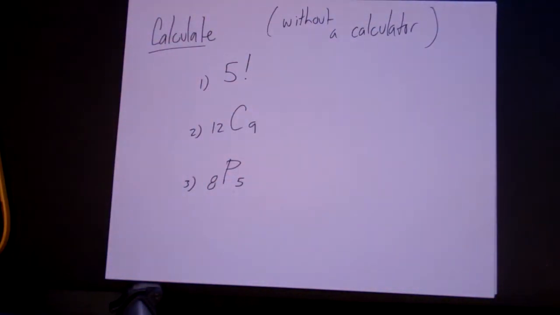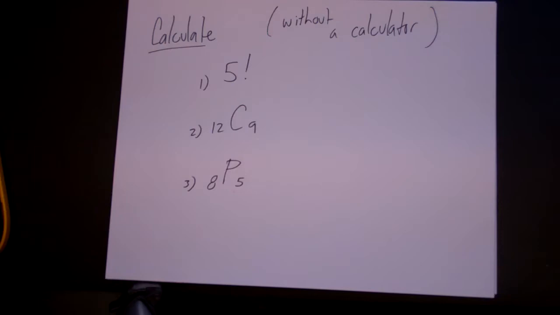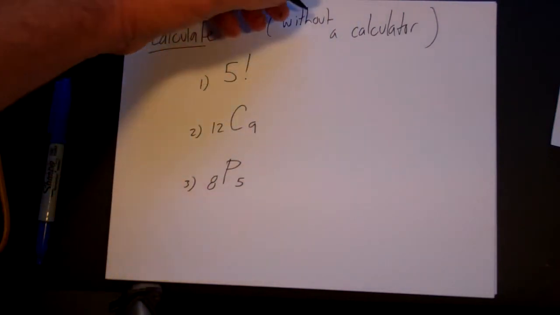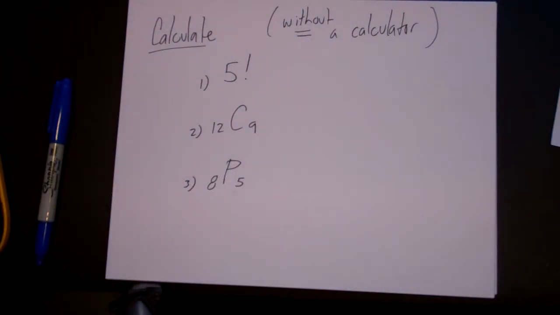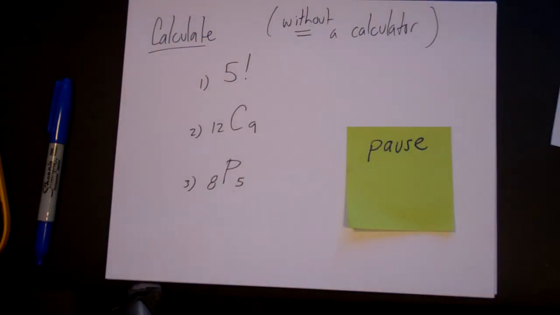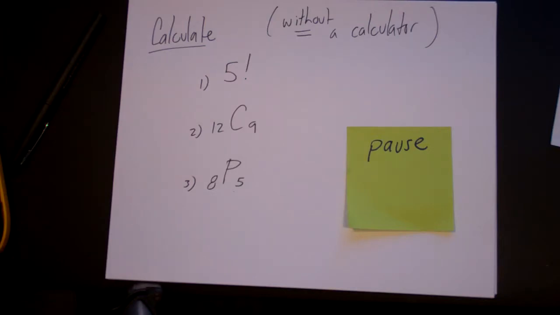So the first thing I'd like you to do is calculate each one of these: 5 factorial, 12 choose 9, and 8 choose 5. And the key is I want you to do this without a calculator. Now obviously in everyday life you would use a calculator. I just want to make sure that you understand how to apply it without a calculator as well. So now I want you to pause the video, and in just a minute, a few seconds really, we'll check your answers, see if you got them right.